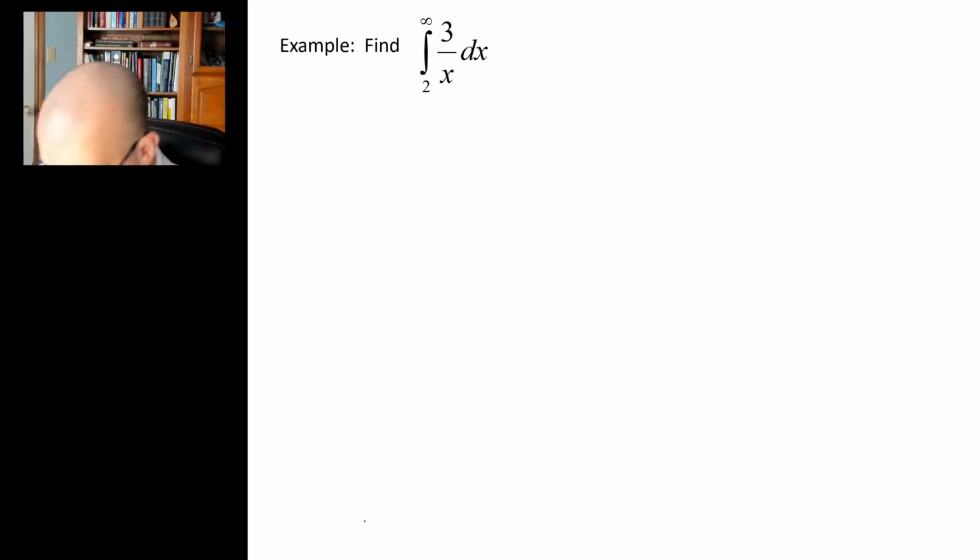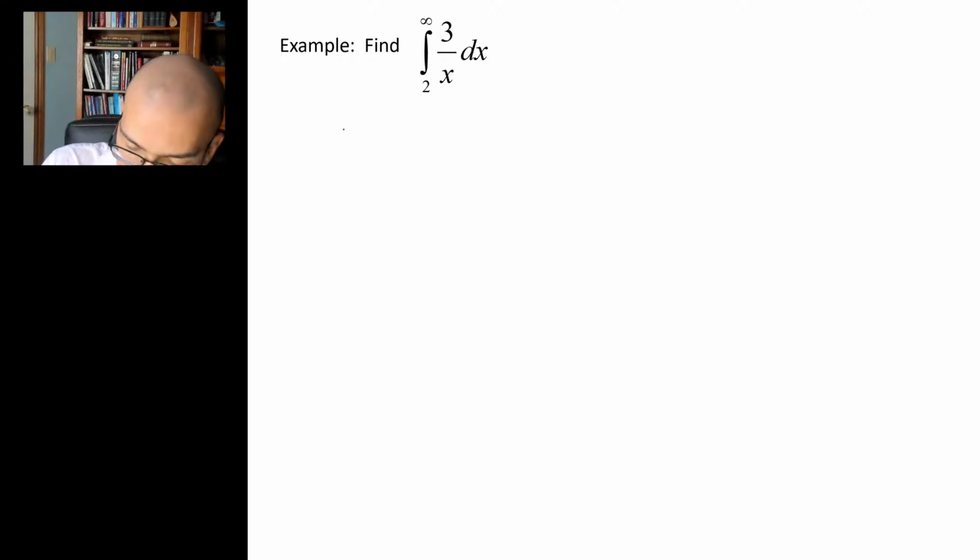All right. Now we're going from 2 to infinity of the function 3 over x. And this problem is going to require an additional piece of information to solve. Okay, first step, I'm going to recognize this is an improper integral. I'm going to rewrite it as a limit of the integral from 2 to b as b goes to infinity.